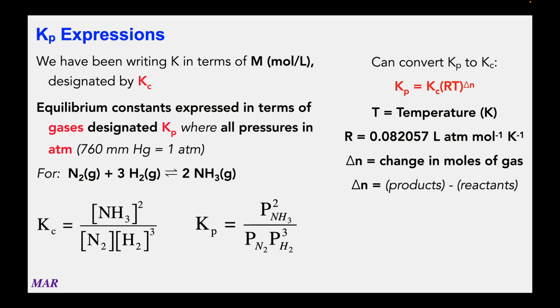And then delta N is the change in moles of gas. And you only look at the gas. You don't look at the solids, the liquids. You don't even look at the aqueous parts on this. So delta N, products minus reactants for gas.